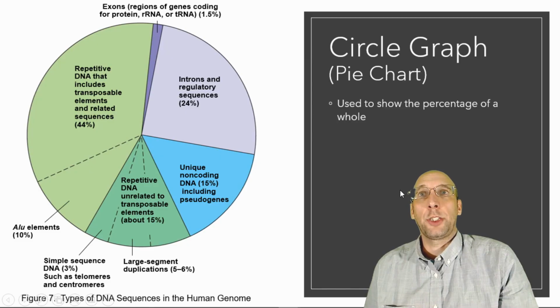Circle graphs or pie charts are usually least used in biology. They're often used for a lot of survey data. But this is a great example of a biological circle graph.